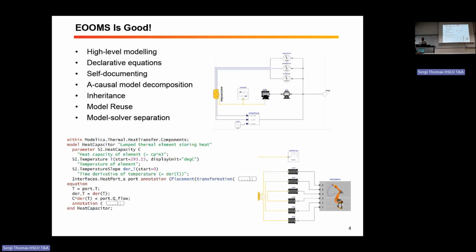So the motivation is something that has been haunting me for a while, since when I started using Modelica in 2002 to build the power plant models. There's plenty of good stuff with equation-based object-oriented modeling and simulation. High-level modeling, declarative equations, self-documenting, causal. You can reverse causality, inheritance, model reuse, model solver separation. You write the equations, it's beautiful.